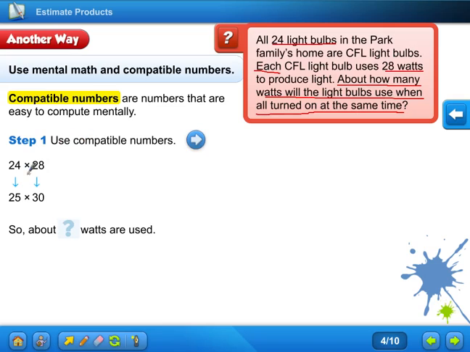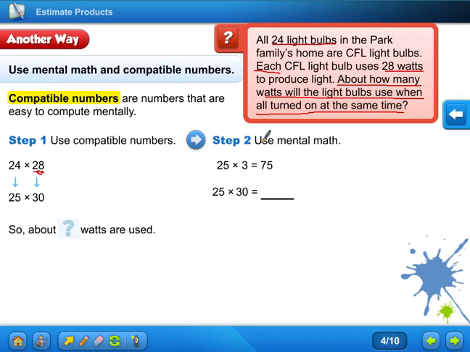So a compatible number for this one, 24, I could change to 25. Why would I use 25? That's right, because 25 is like quarters, 25 cents. We always talk about the quarters. 28, I could just round up to 30. Remember? The 2 asks the 8 because the 8 is the boss. And 8 is 5 or more, so you're going to add 1 more.